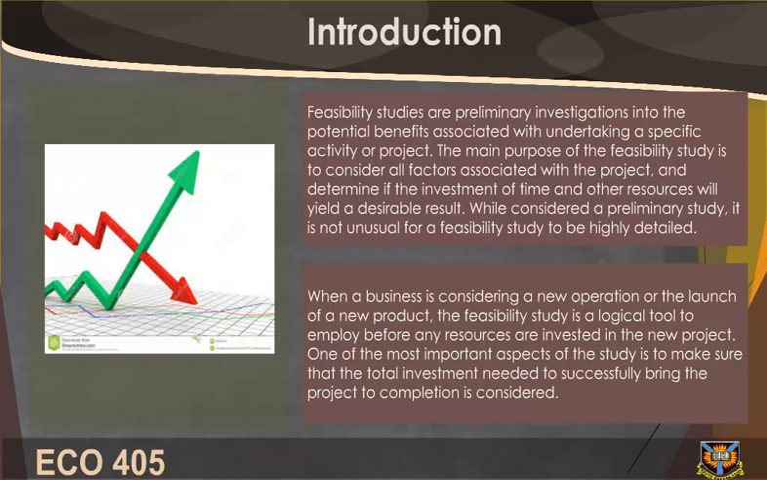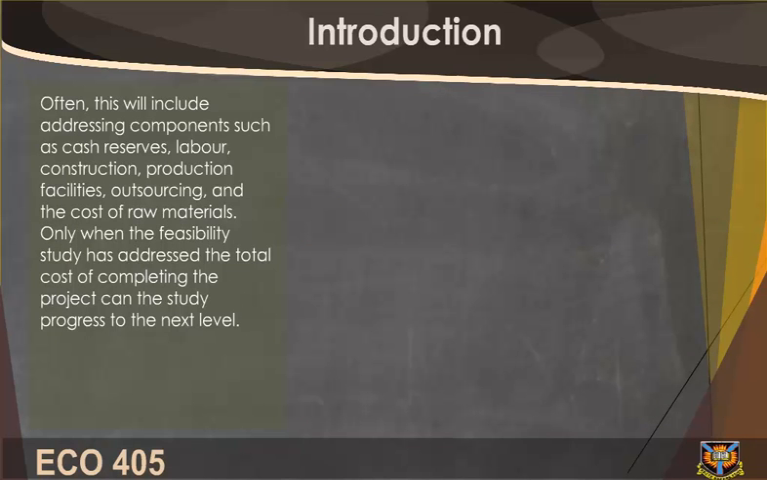When a business is considering a new operation or the launch of a new product, the feasibility study is a logical tool to employ before any resources are invested in the new project. One of the most important aspects of the study is to make sure that the total investment needed to successfully bring the project to completion is considered. Often, this will include addressing components such as cash reserves, labor, construction, production facilities, outsourcing, and the cost of raw materials. Only when the feasibility study has addressed the total cost of completing the project can the study progress to the next level.